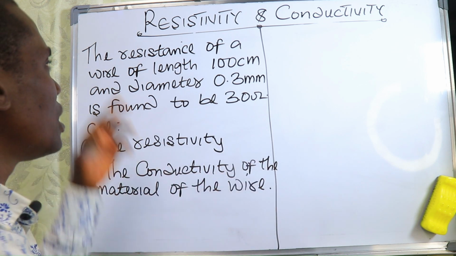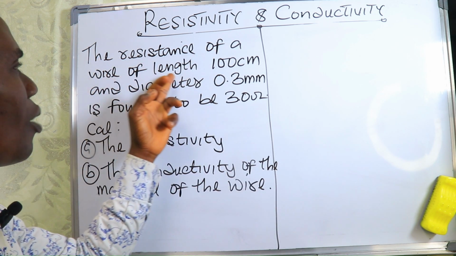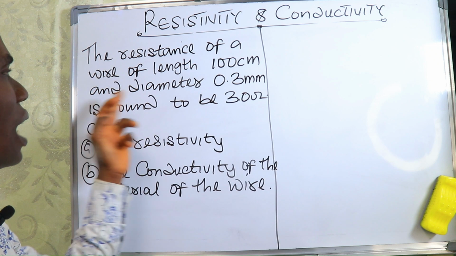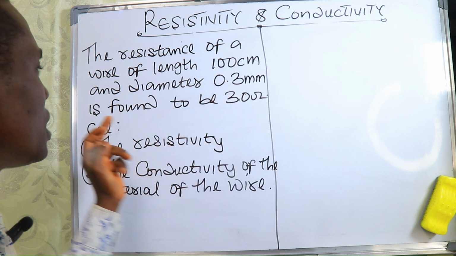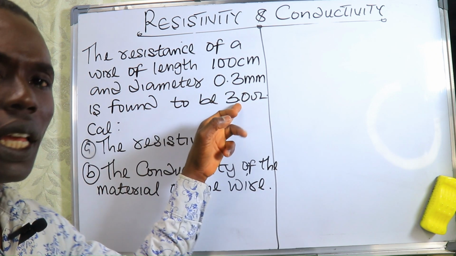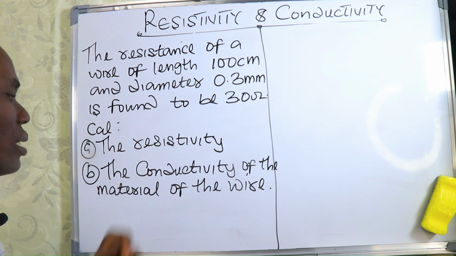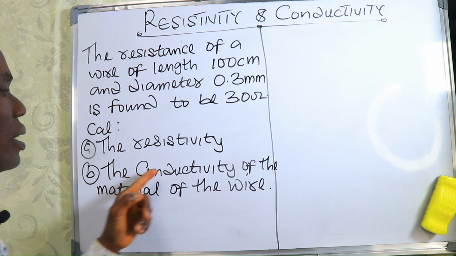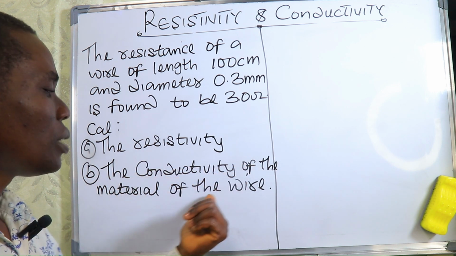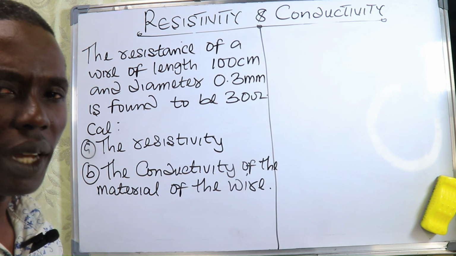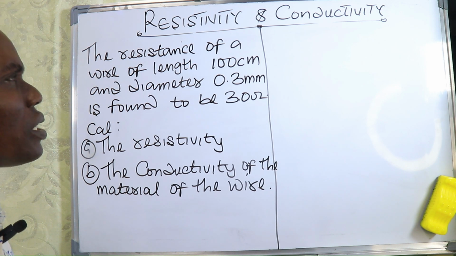The question says the resistance of a wire of length 100 centimeter and diameter 0.3 millimeter is found to be 3 ohms. Calculate the resistivity, and also calculate the conductivity of the material of the wire. So how do you solve this kind of question?